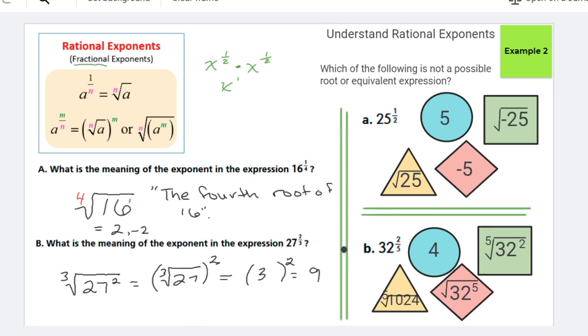All right, let's try these ones. Now it says, which of the following is not a possible root or equivalent expression? I think your try it has the instructions a little different, but I wanted to show you some stuff here. Now 25 to the 1/2. We know that that's the same thing as the square root of 25, right? Because the 2 would come out here as the index and the 1 would come here as a power. And you don't really have to show either of those.